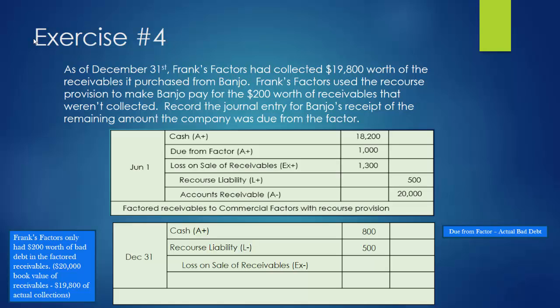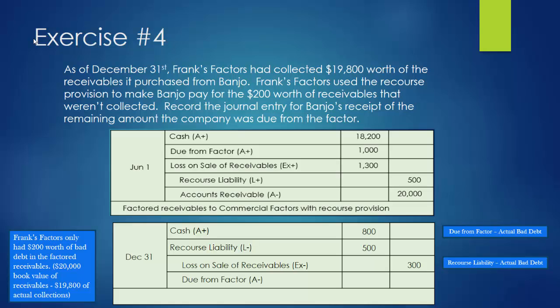We're going to have, in this case, a credit to loss on sale of receivables, and we're going to figure out how much that credit is by taking the fair value of our recourse liability at the time we put it in the books and subtracting out our actual bad debt. We estimated that the bad debt contained within these receivables that we sold to Frank's Factors was $500. It only ended up being $200. Well, we used that amount of bad debt when we calculated our loss, which means we overstated our loss. So the difference between those two numbers is $300. We have to reduce our loss by $300.